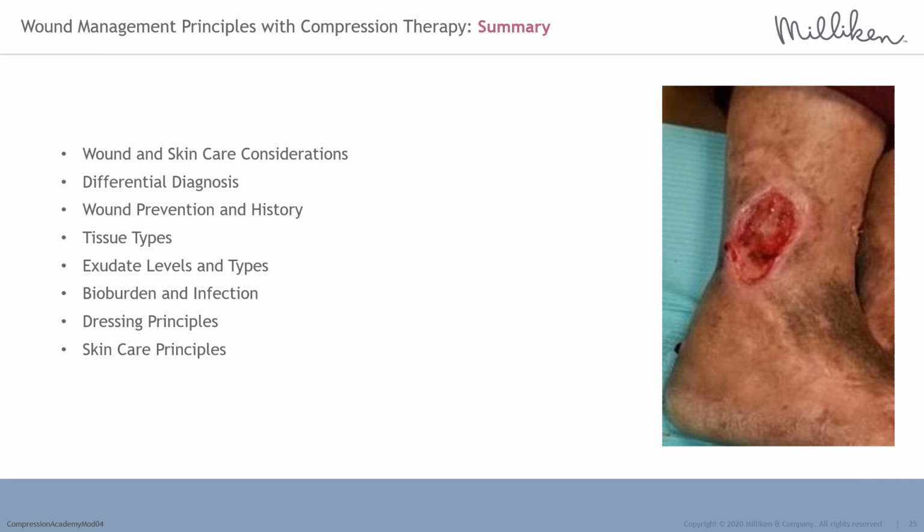In summary, we have revisited the size and cost of the leg ulcer problem globally and touched on wound and skincare considerations for this population. Differential diagnosis, we have discussed some of the different wound dressing challenges and needs for both venous patients. Wound prevention and history, we have looked at dressing considerations relating to wound size, shape, location, and responses to previously deployed treatment.